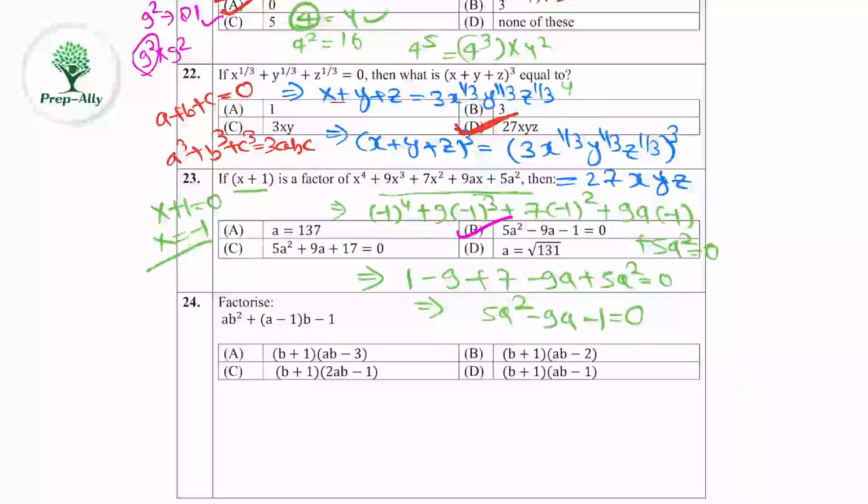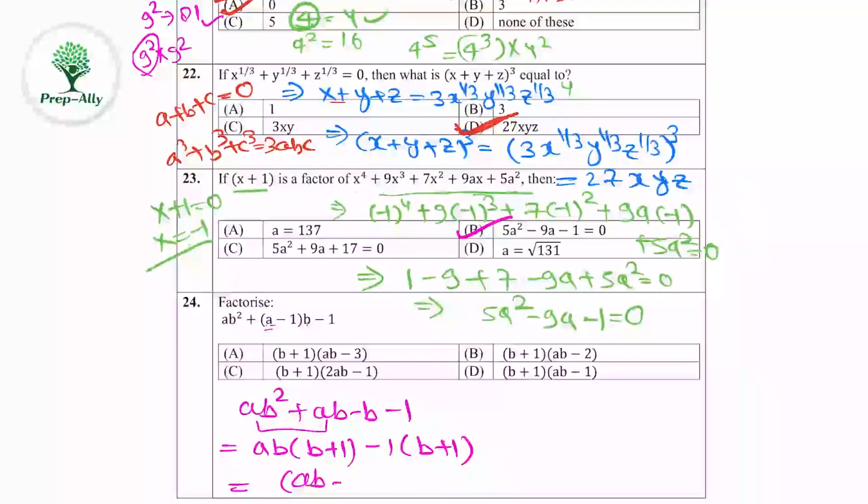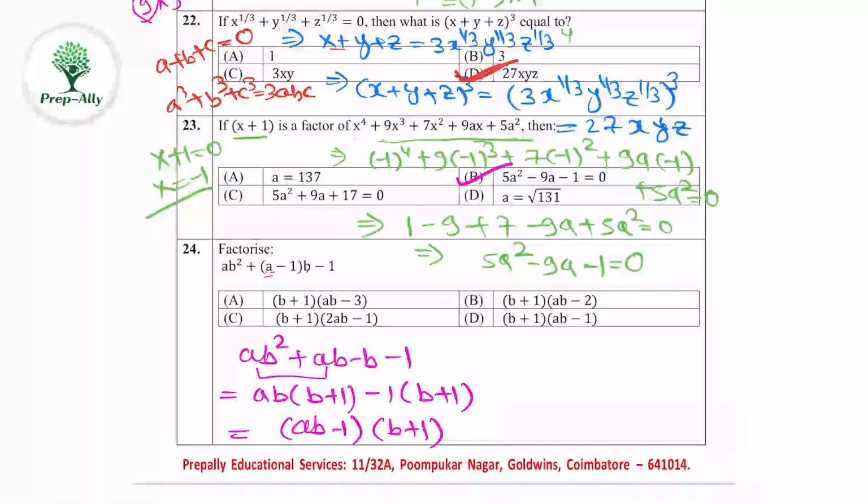Now for question number 24, factorize this term. Here we can write ab square. If I multiply this, we are getting ab minus b minus 1. First I multiply this b in the given expression, so we are getting ab minus b. Now in these two expressions we can take ab as common, we are getting b plus 1, and if I take minus 1 as common, we are getting b plus 1, so it will become ab minus 1 into b plus 1. So this is the factor of the given expression. If you check the options, we are getting option D as the correct one, which is equal to b plus 1 into ab minus 1.